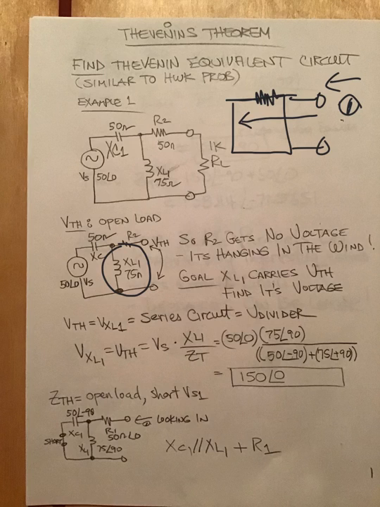So R2, which is right here, gets no voltage. It's hanging in the wind, and it's just used essentially like a wire to get the voltage off of X sub L1. So all the electrons float out here, all the positive charge floats out here, and the negative is out here, and you get voltage across that gap that is directly responsible to XL1. So now you know what you're looking for. You need to go find that voltage.